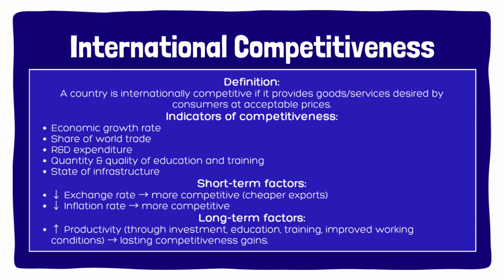Finally, the chapter discusses international competitiveness. A country is internationally competitive if it can produce goods and services that consumers want at acceptable prices. Indicators of competitiveness include economic growth, share of world trade, investment, research and development, education, training, and infrastructure. Exchange rates and inflation can affect competitiveness in the short run, but long term competitiveness depends more on productivity.